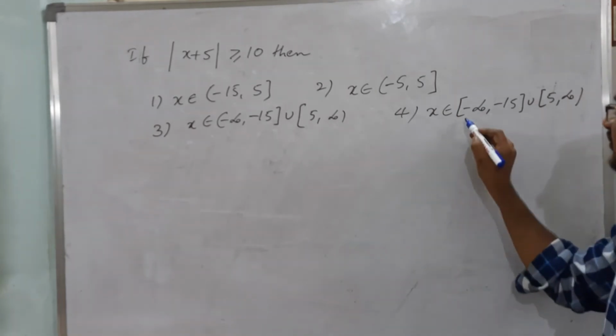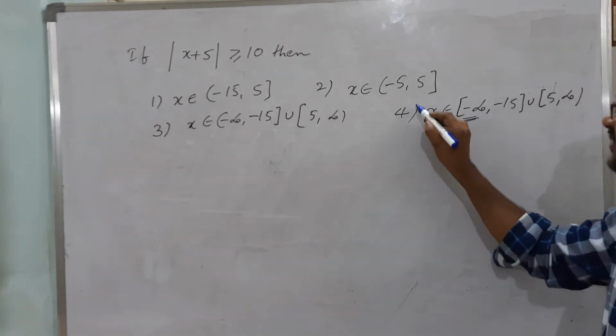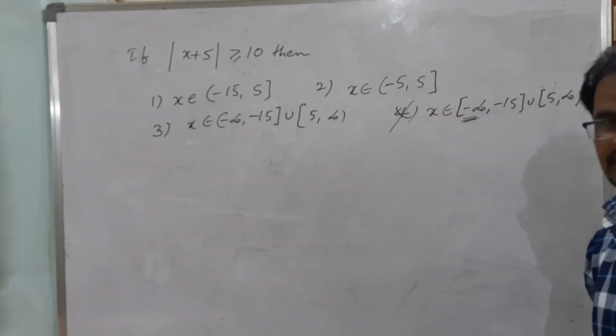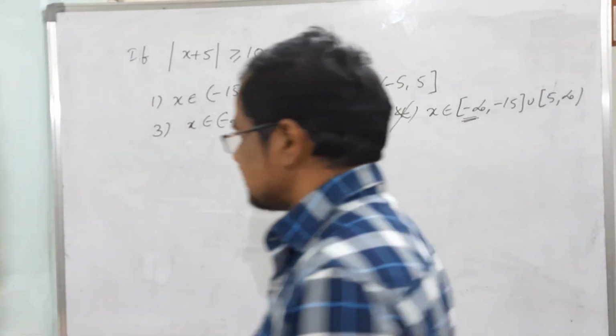See, here a closed interval is given for infinity, which means we can't consider this option, so we can directly avoid that option.